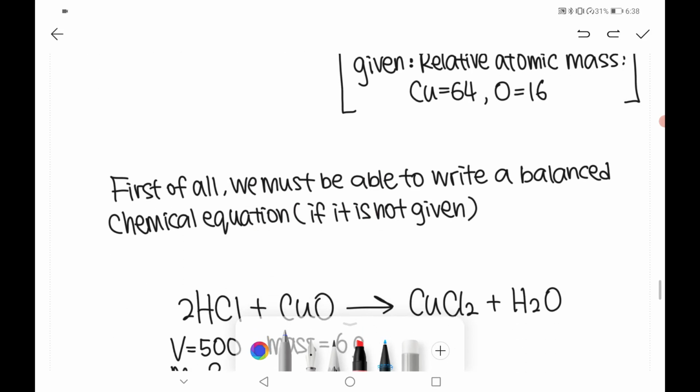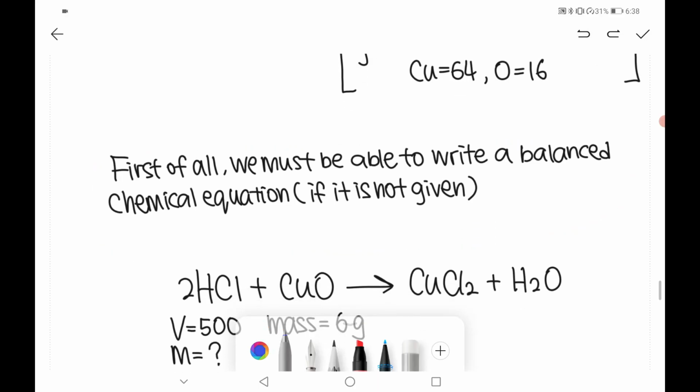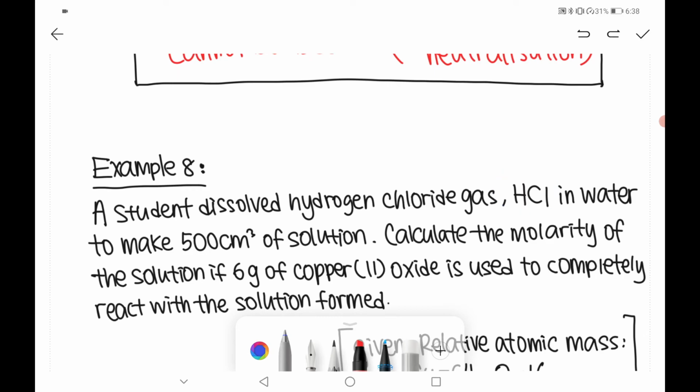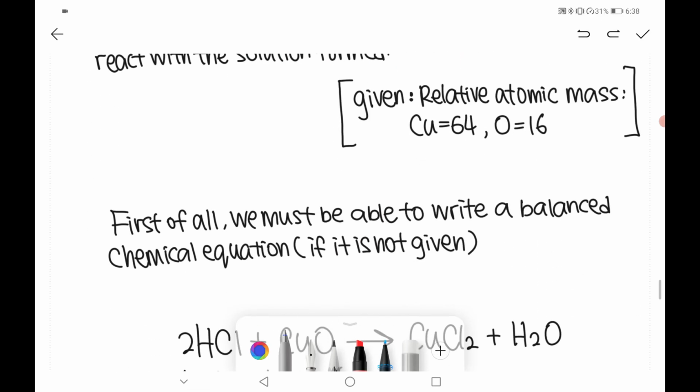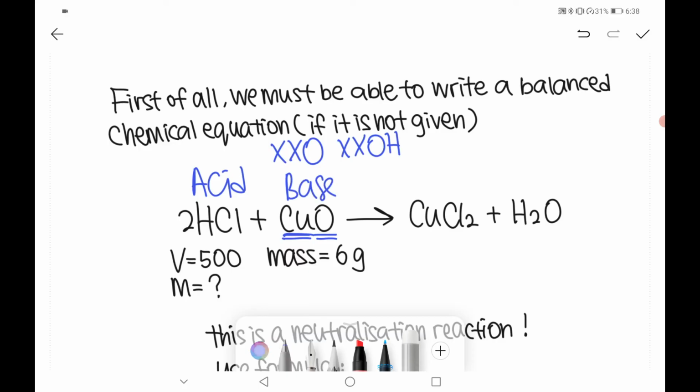Okay, so how to do this calculation? First of all, we need to write a balanced chemical equation. So this is the chemical equation. We have hydrochloric acid, HCl, reacting with copper oxide. Copper oxide, the formula is CuO. So what is copper oxide? Copper is a metal. Any metal ending with O, or any metal ending with OH, is a base. So when acid reacts with base, we will get a salt and water.